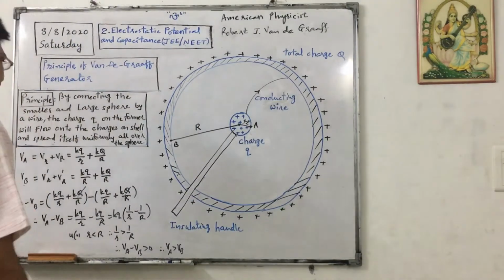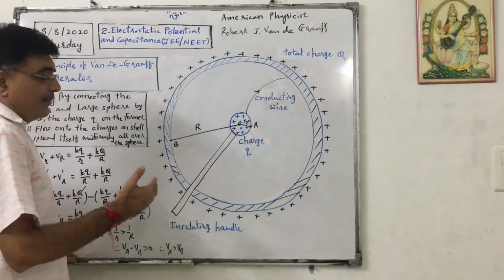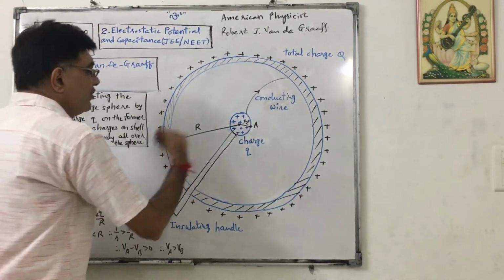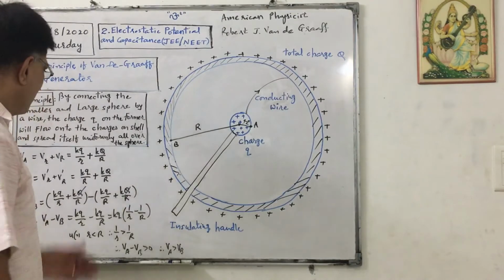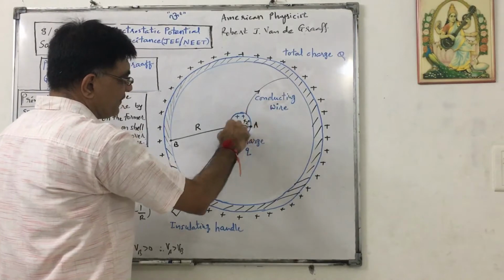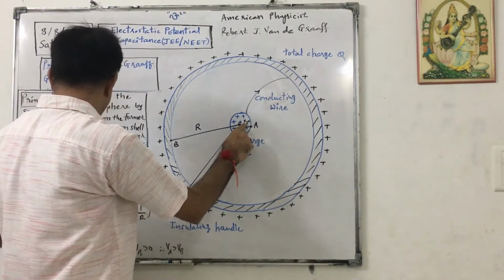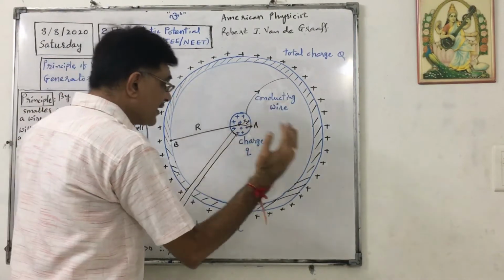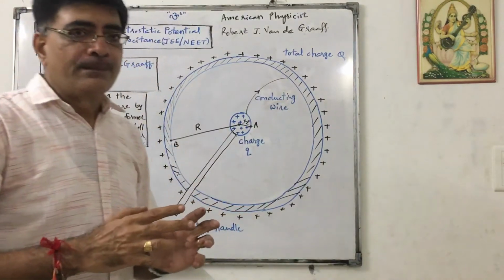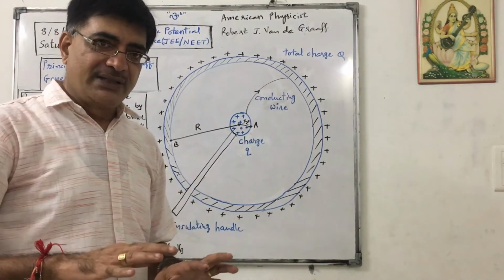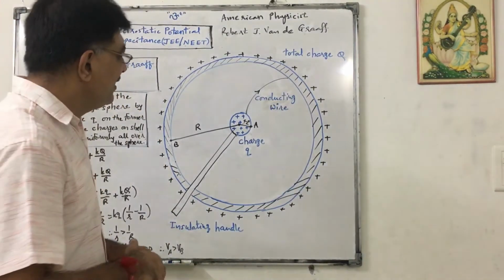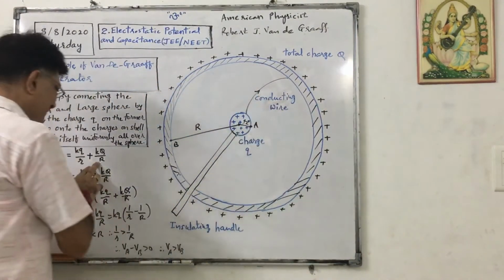Now see, V at A. Potential at A is due to the small sphere, that is V due to small r, and due to the hollow sphere, that is the shell, V due to capital R. At this point the potential due to this sphere will be equal to K small q upon small r, plus this point is inside the hollow sphere, inside the shell. We know that inside the shell the potential is equal at all points and equal to the potential of the surface. So that is K into capital Q upon capital R.